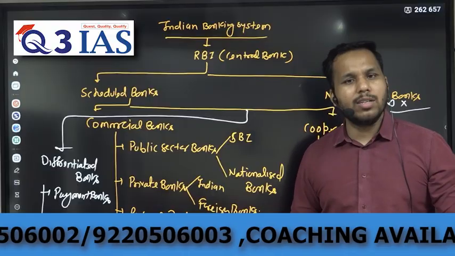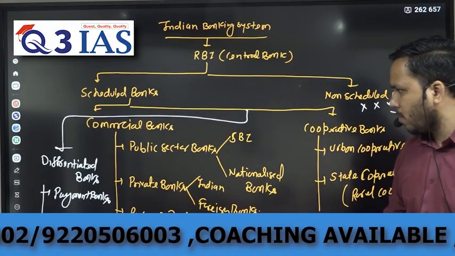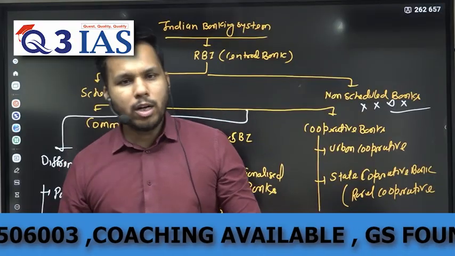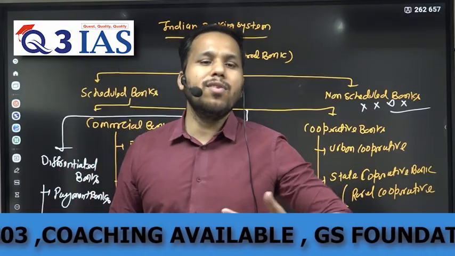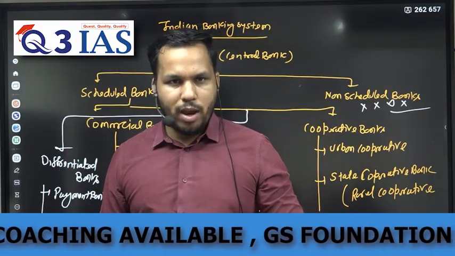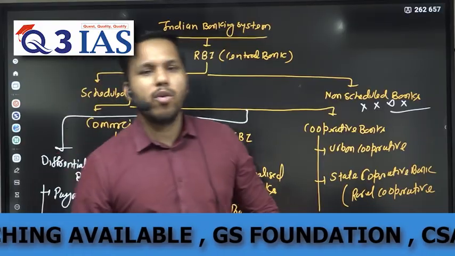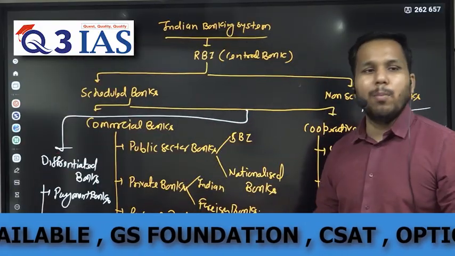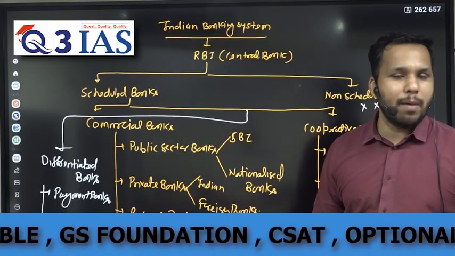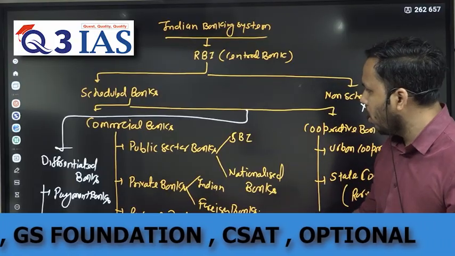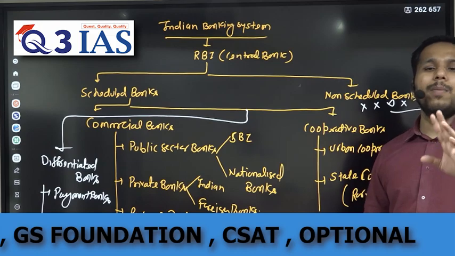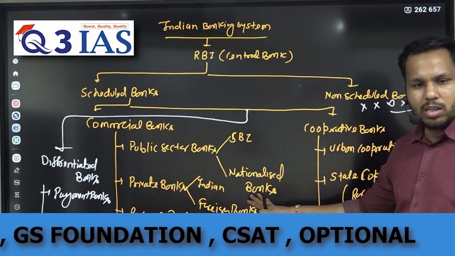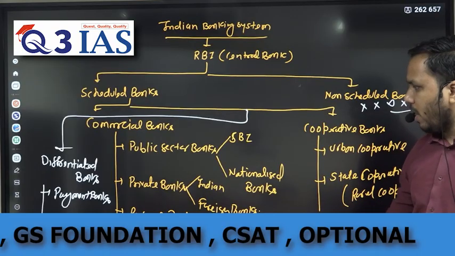Commercial banks have further classifications, like public sector banks. Public sector bank means where the government owns more than 50% shares. It means these banks known as public sector banks are government banks. There are two kinds of government banks in India. First is SBI and second is nationalized banks.